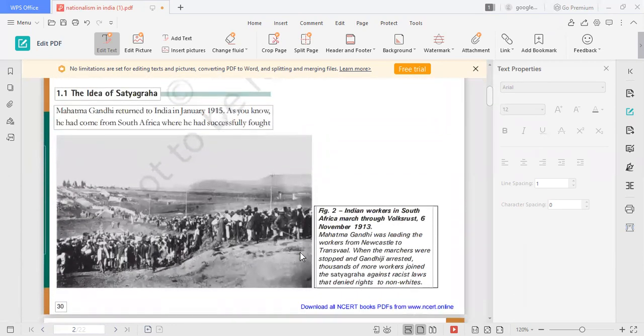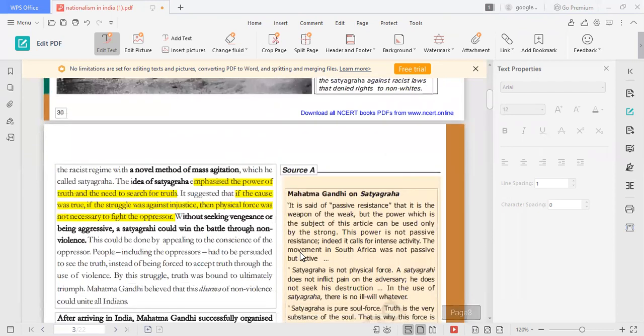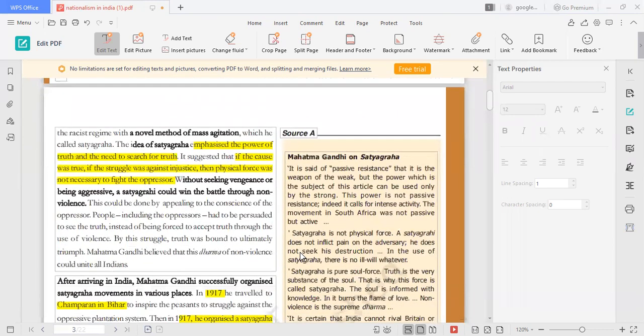The next thing we have seen is the idea of Satyagraha. This is a novel method of mass agitation. Satya means truth. Gandhiji explained the idea of Satyagraha. It emphasized the power of truth. If your cause is true, if you are fighting against injustice, if you are fighting to get justice, then physical force is not at all necessary. Without seeking vengeance, you need not be aggressive. You can win the battle with non-violence. This will appeal to the conscience of the oppressor.